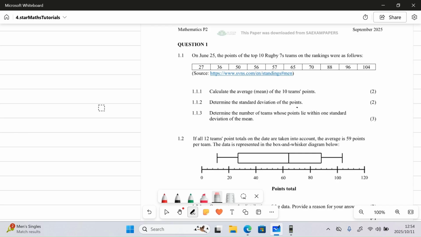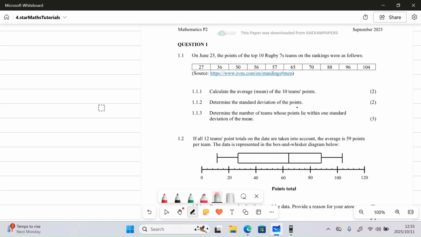In today's video, we'll be doing Paper 2, September 2025, in preparation for the final. So question 1.1: in June 2025, the points of the top 10 rugby sevens teams on the rankings were as follows: 27, 36, 50, 56, 57, 65, 70, 88, 96, 104. The first question says calculate the average, which is the mean, of the 10 teams' points.